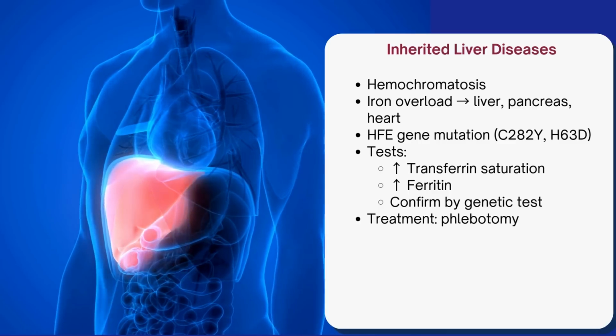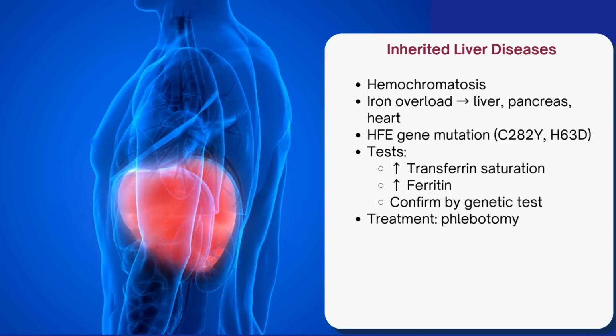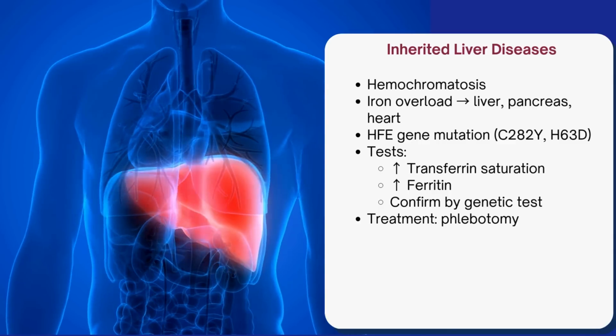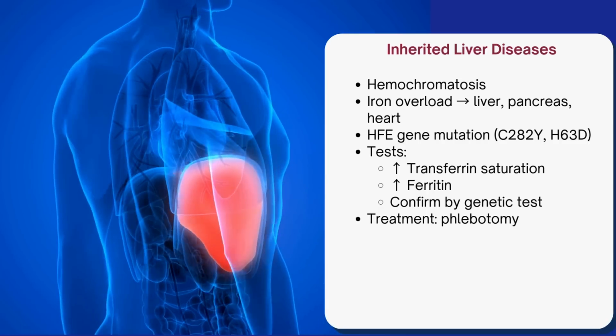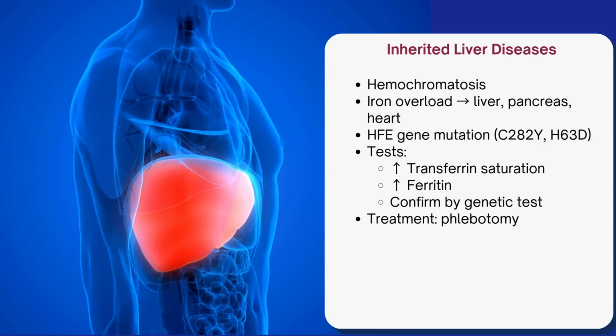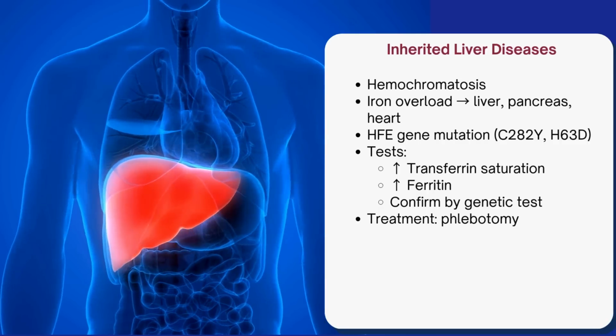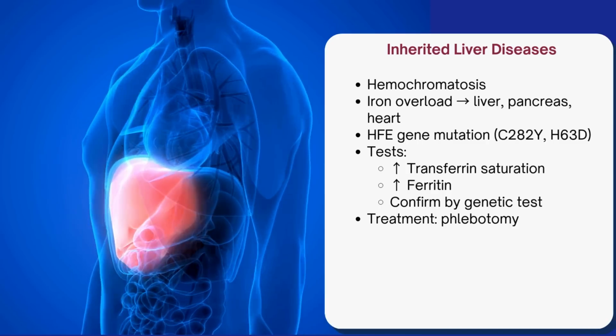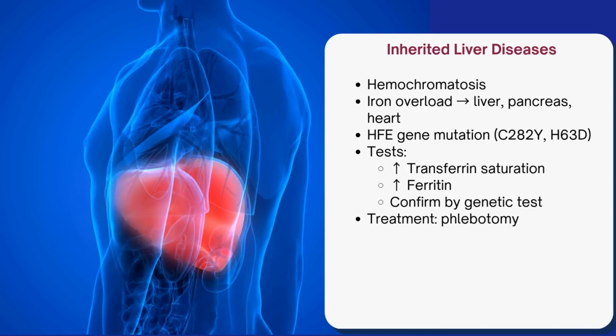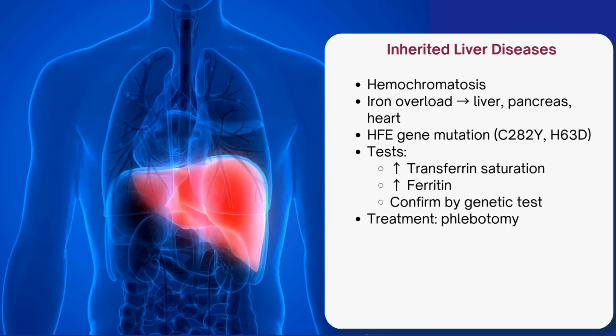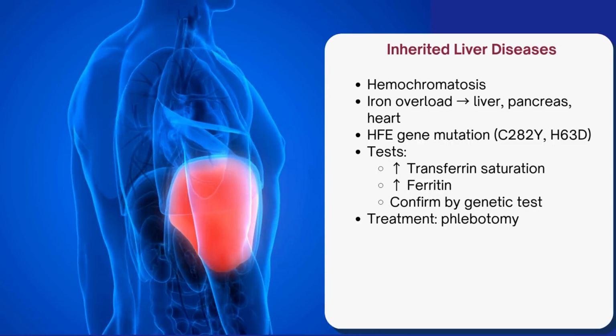Inherited liver diseases also matter, like hemochromatosis, Wilson's disease, and alpha-1 antitrypsin deficiency. Hemochromatosis causes iron overload and is linked to mutations in the HFE gene. Early detection through transferrin saturation and ferritin tests allows for treatment by regular blood removal.